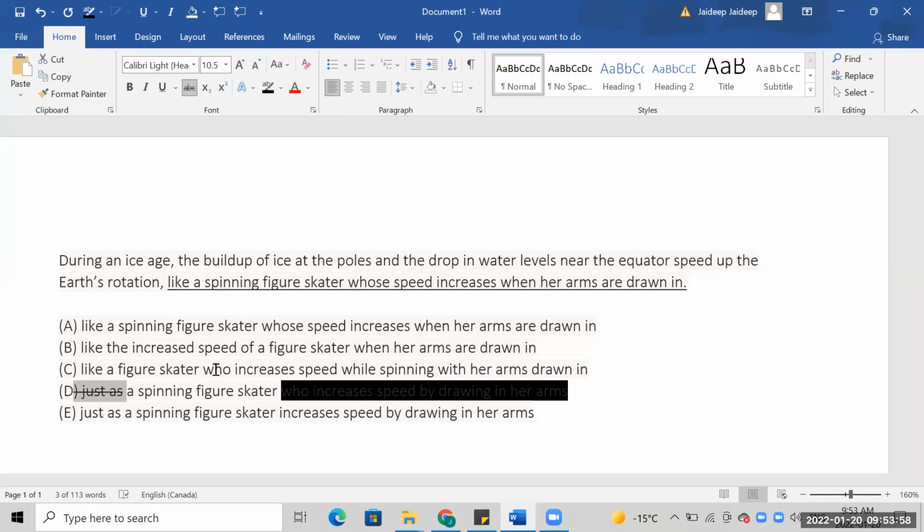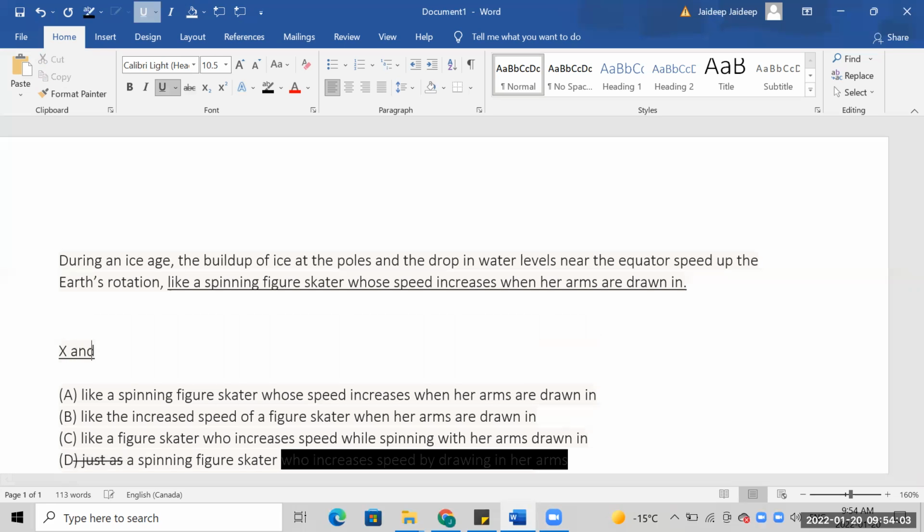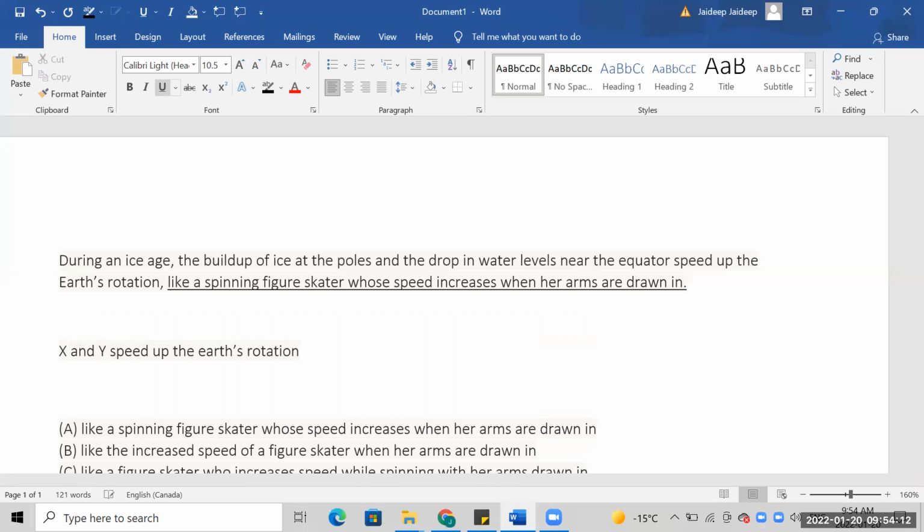What should the comparison be? The buildup X and Y speed up the Earth's rotation. Like a figure skater whose speed increases when you draw your arms in. I think it should be like when you draw your arms in, like when drawing your arms in increases your speed.